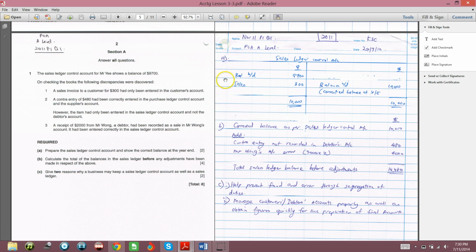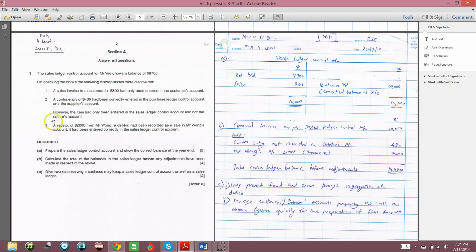So why don't I do what is easy first. The balance brought down. This one is the debtors control account. Debtors is a debit balance in the balance sheet, so the balance brought down will be on the debit side, the same side as the balance sheet. The balance brought down is always on the correct side. So the balance brought down is 9,007. I'm not wrong, the sales ledger control account shows a balance of 9,007. So I put balance brought down here first.